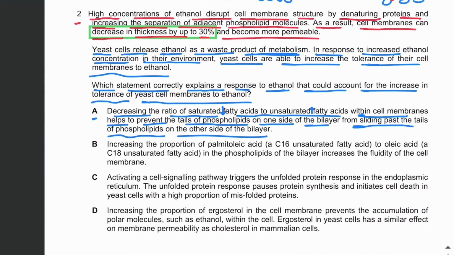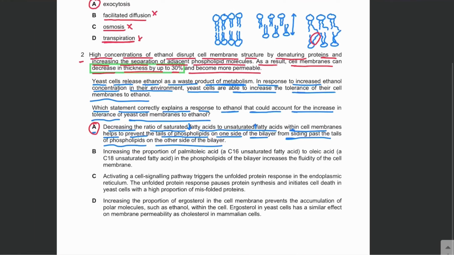So we can say that this could be an option. This could be a true option. Why? Because if the yeast cell decreases the ratio of saturated fatty acids to unsaturated fatty acids, more unsaturated fatty acids will be there, and as you all know, unsaturated fatty acids have kinks, right?